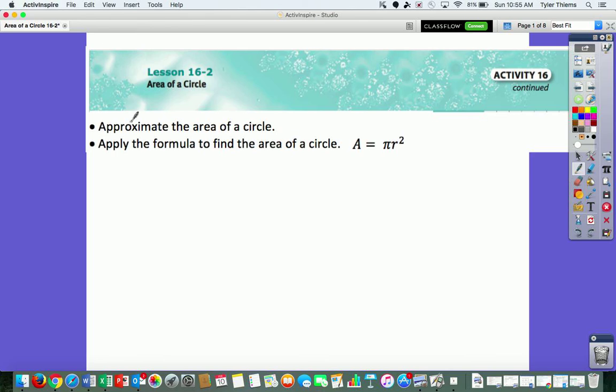So if you look at our learning targets for today, we are going to be approximating the area of circles, and then we're going to be able to apply the formulas to find the area. And this formula here, A equals pi r squared, area equals pi r squared, is going to be super important that we know how to use and apply to our problems today. We all know that the number we use for pi is 3.14. That's going to be a very important formula for our problems today.